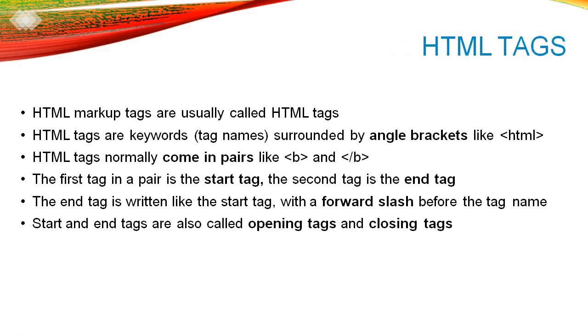What is an HTML tag? The markup tags are usually called HTML tags. HTML tags are keywords or tag names that are surrounded by angle brackets, like <html>. They normally come in pairs, like <br>, which is the start, and </br>, which is the end. The first tag in a pair is the start tag, and the second tag is called the end tag. The end tag is written like the start tag with a forward slash before the tag name. Start and end tags are also called opening tags and closing tags.